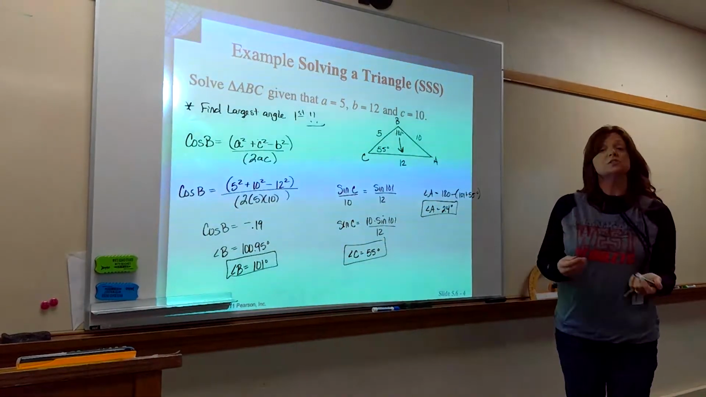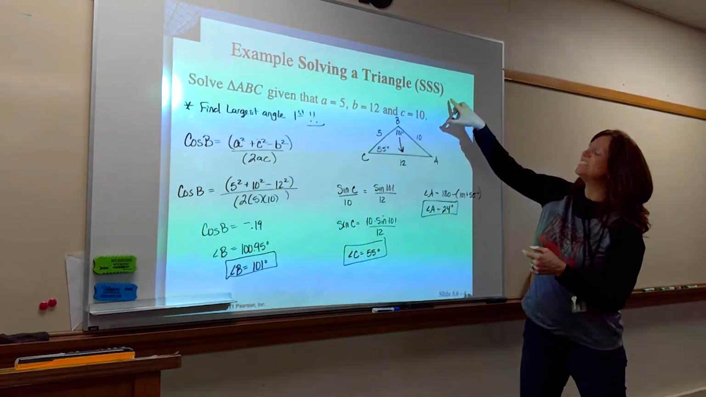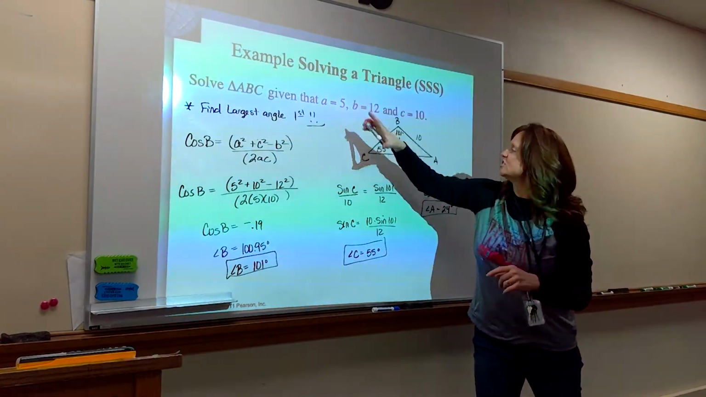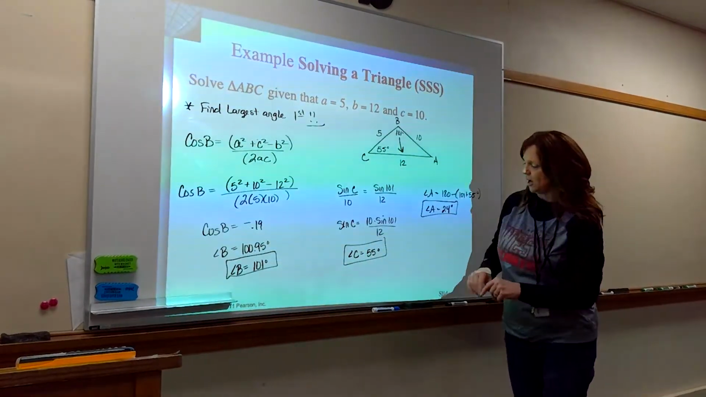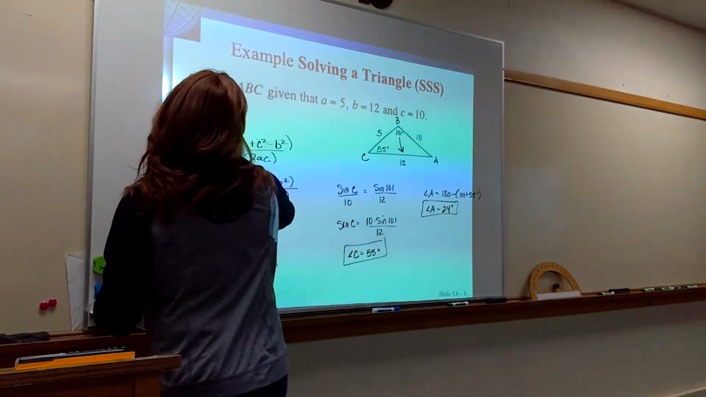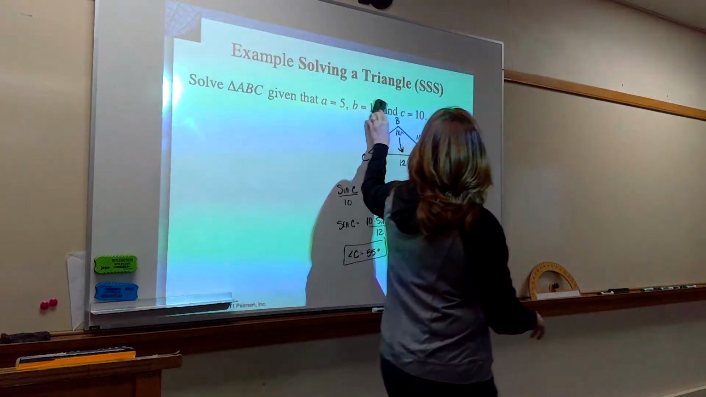Okay, so there's law of sines, law of cosines, finding angles. So if you have all three sides, law of cosines, find the largest angle first. It's across from the largest side. Okay, so there's that example. Please feel free to pause and look at things as needed a second time.